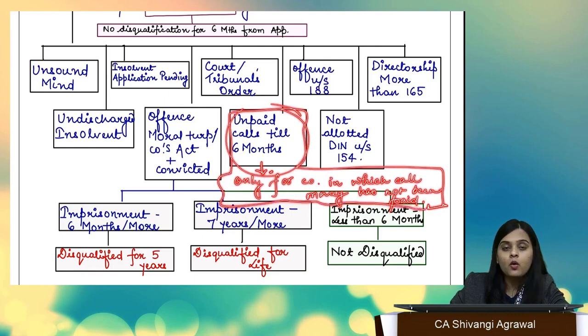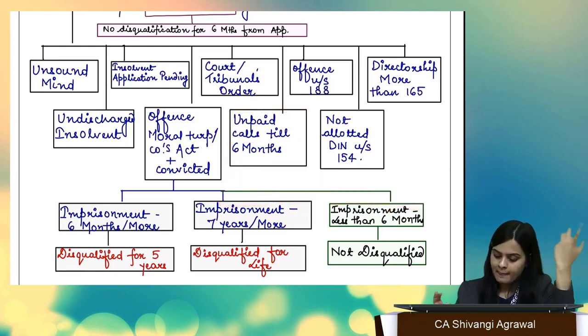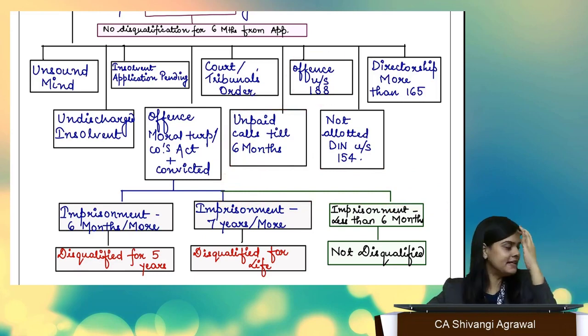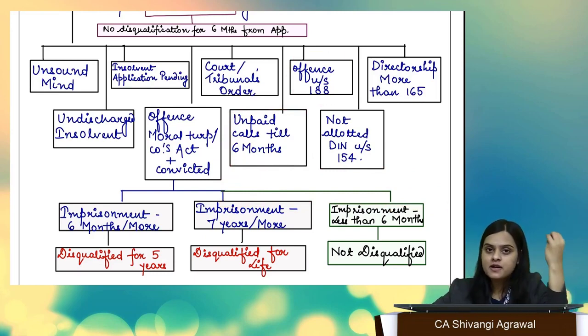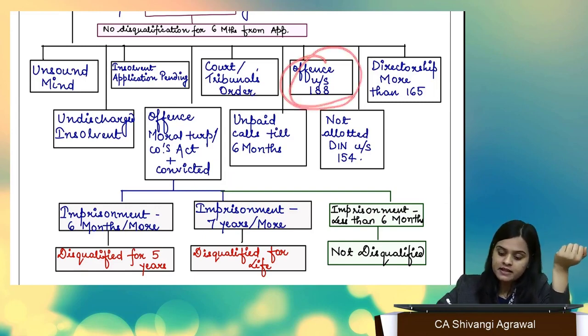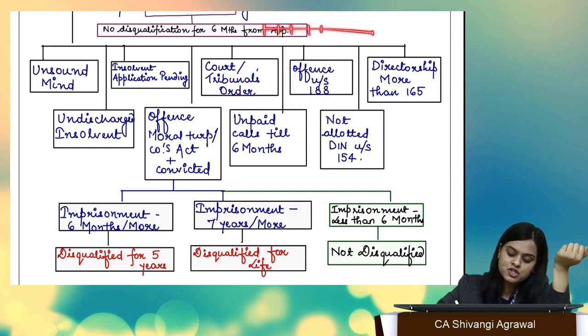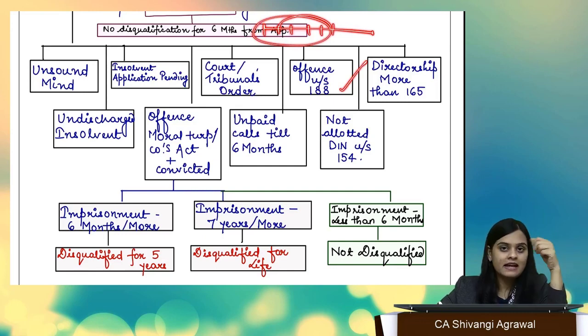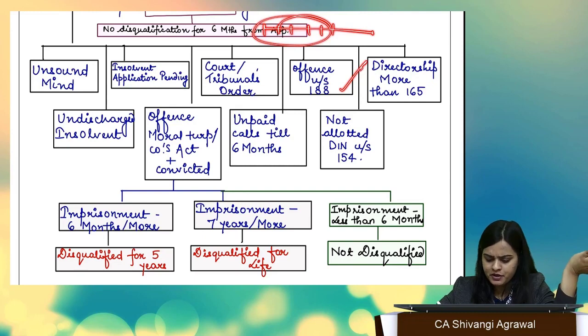Now, supposedly you are already a director. So I vacate the directorship according to section 167 and I cannot be reappointed. Reappointed till when? Till I pay this call. Offense under section 188, related party transactions offense. If I have been found guilty for this offense, I cannot be appointed. Till when? Preceding 5 years. So we check for preceding 5 years. If in preceding 5 years this offense is existing, I cannot be appointed. If in preceding 5 years this offense is not existing, I can be appointed.